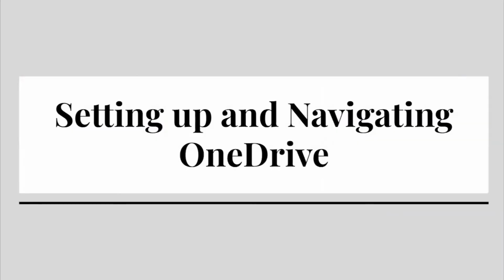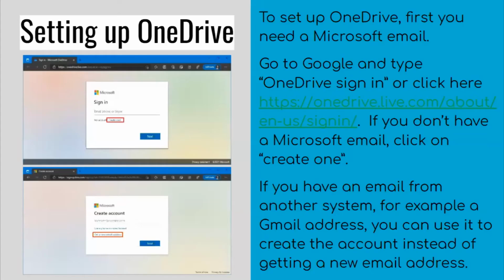Setting up and navigating OneDrive. So setting up OneDrive. To set up OneDrive, first, you need a Microsoft email. Go to Google and type OneDrive sign in or click on the link over there. If you don't have a Microsoft email, click on create one. If you have an email from another system, for example, a Gmail address, you can use it to create the account instead of getting a new email address.